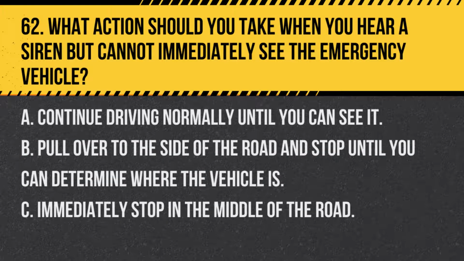Question 62. What action should you take when you hear a siren but cannot immediately see the emergency vehicle? A. Continue driving normally until you can see it. B. Pull over to the side of the road and stop until you can determine where the vehicle is. C. Immediately stop in the middle of the road.